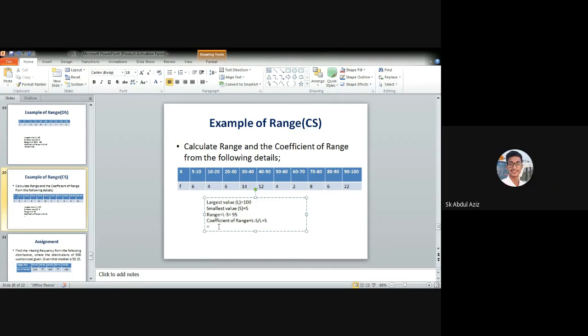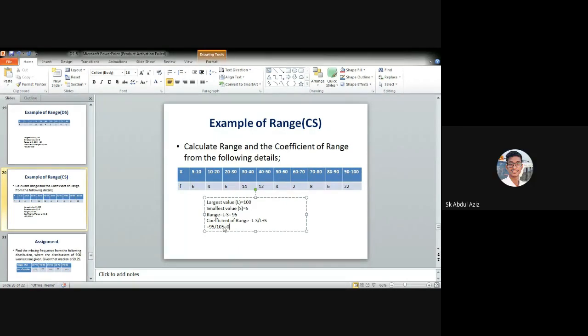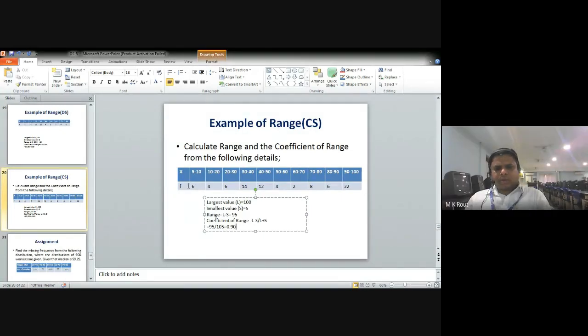95 by 105, so 0.90. Sir, here we need not calculate the mid value of x? No, there is no need to calculate the mid value. You already find from this table that the minimum is given 5 and the maximum is given 100. It is easy to calculate because the range is already given, 5 to 100. Whenever you calculate, the range equals the highest value in the series minus the lowest value in the series.